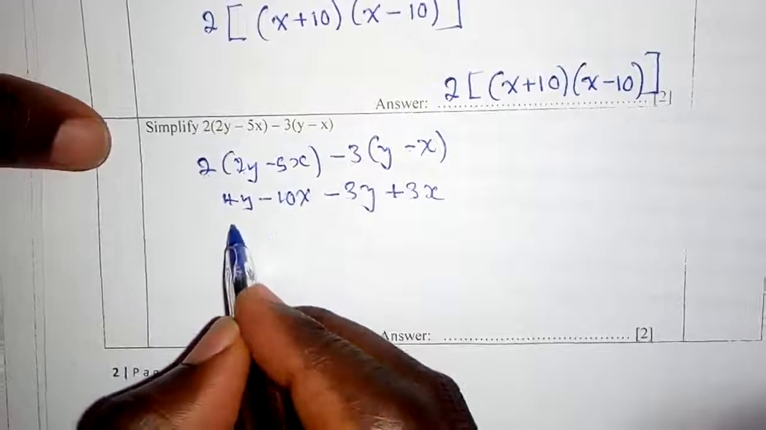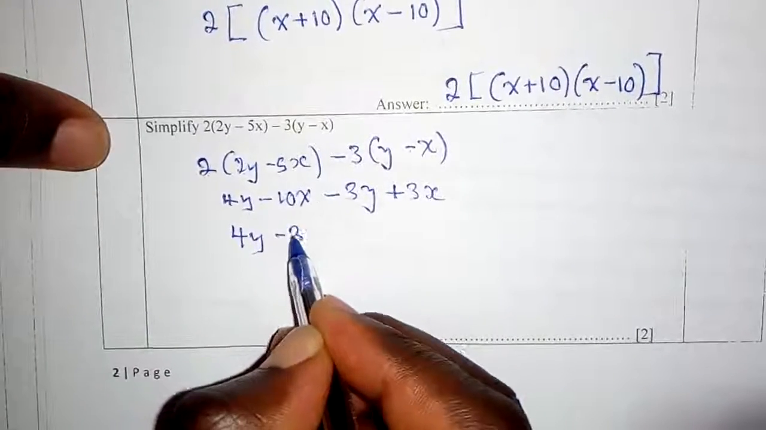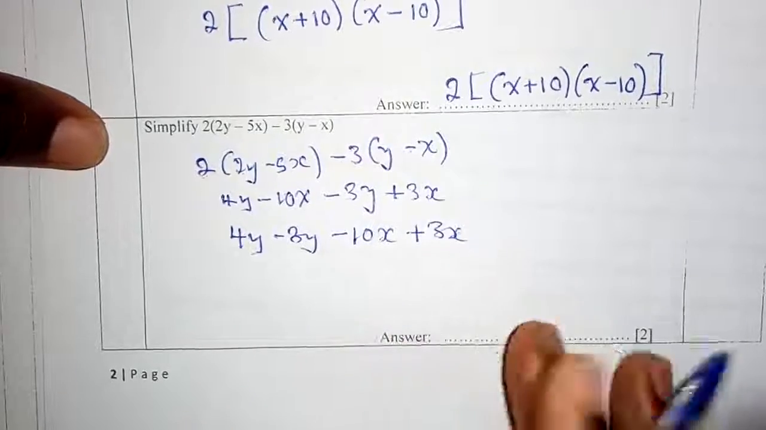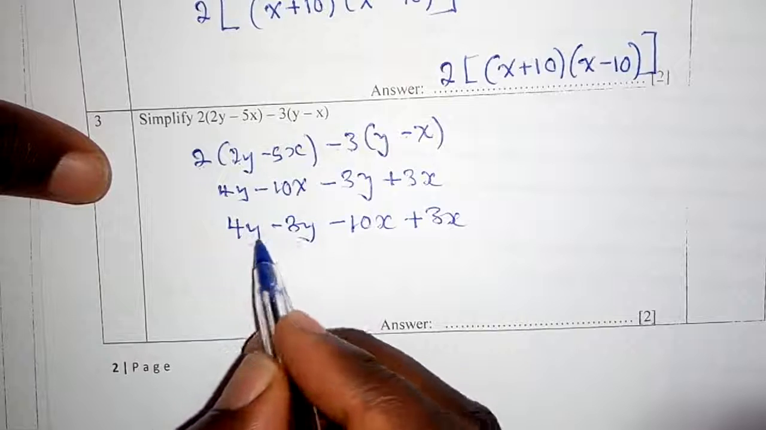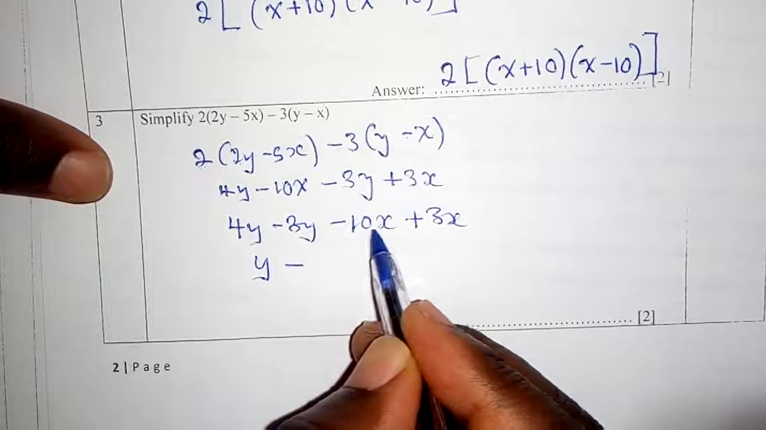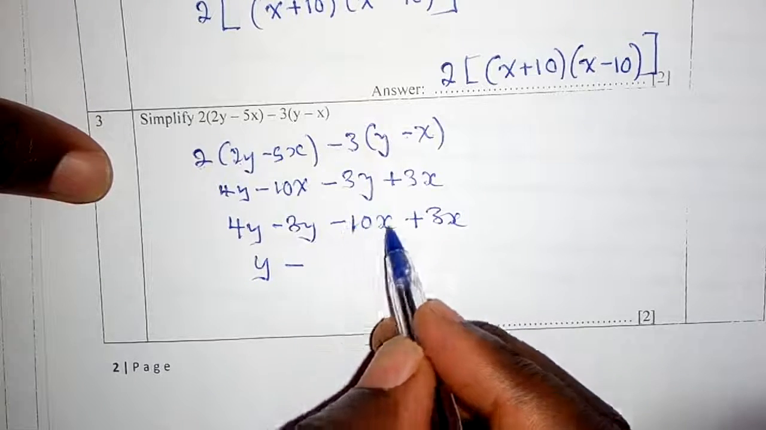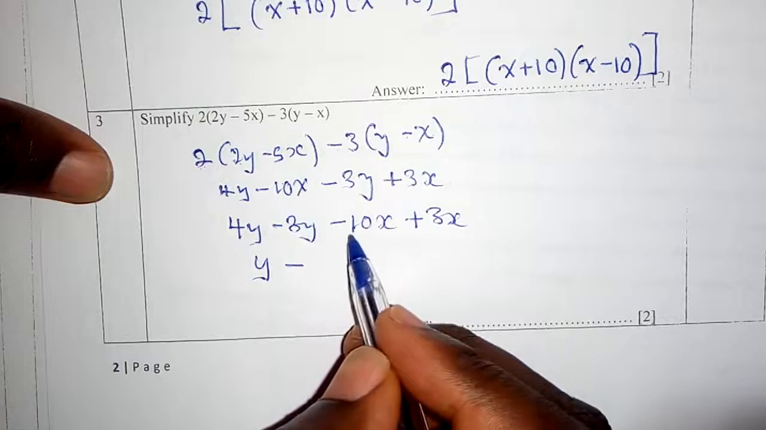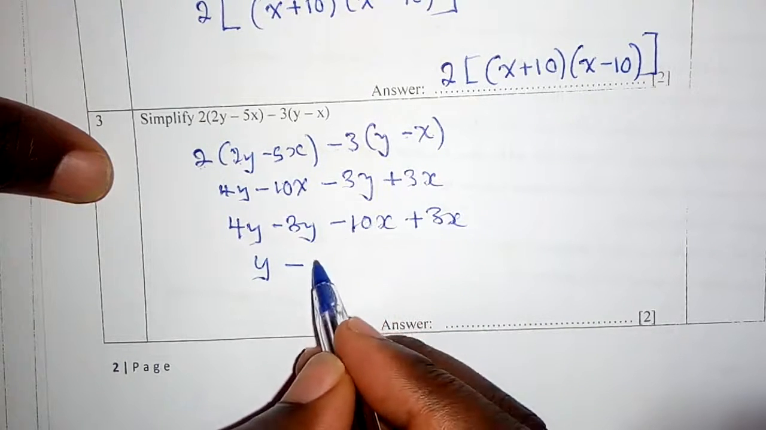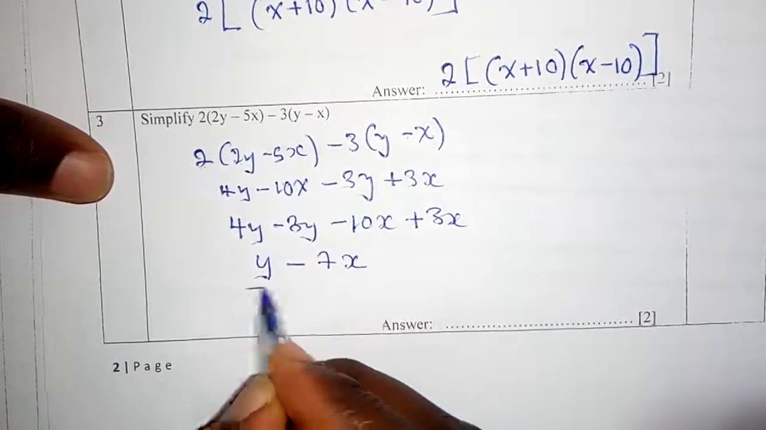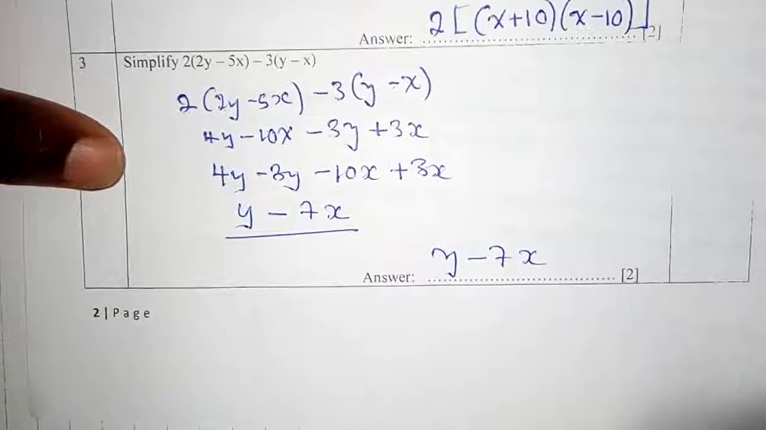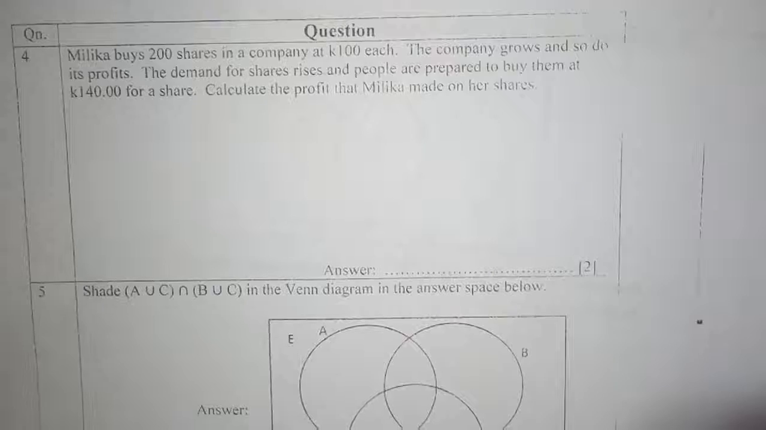You arrange your work. Group the like terms. So it will look like this. Here we can subtract this 3y from 4y. We have y. Here we can add negative 10x plus 3x. The answer will be negative 7x. So we write our answer here. This is how our answer looks. We go to the next question.